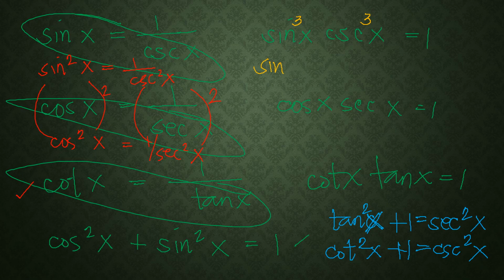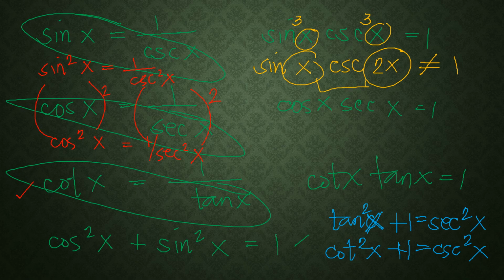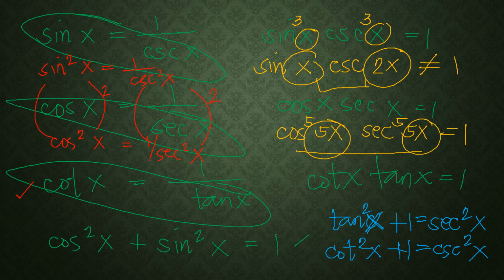However, we should not get confused: if you use x here as the angle measurement, and the other is 2x, then this is not equal to 1 because 2x is not x. They're not the same. So it must always follow, let's say cosine 5x, then secant 5x must be the other. So if you have 5 here or raised to 5, the product is also 1, because 5x is also 5x. So it matters that you observe the angle measurements. If they are the same, then you can still have these identities.